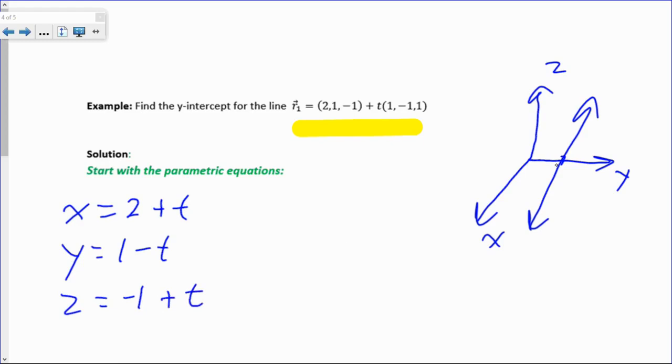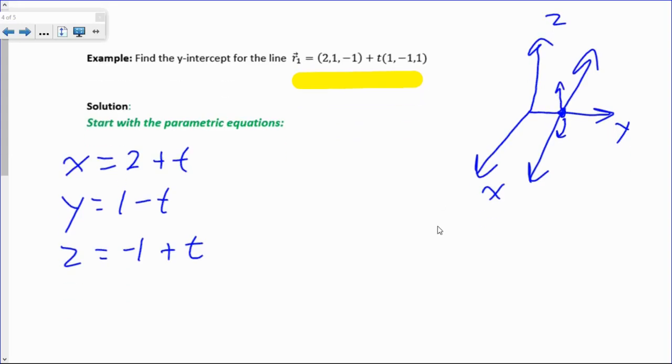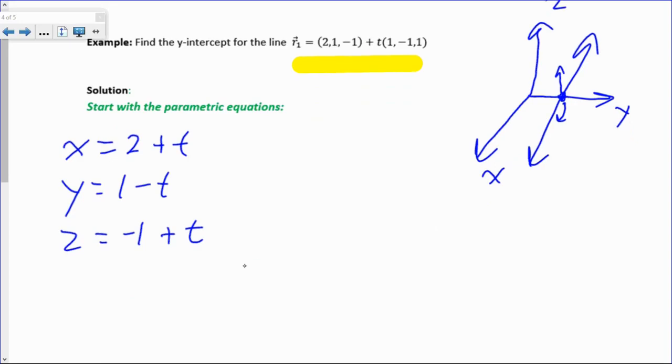Now, what is true about a y-intercept? Well, the x value and the z value have to both be 0. If the x value is anything but 0, then it wouldn't be on the y-axis anymore. And if the z value was anything but 0, then that would raise it up and it wouldn't cross the y-axis. So we know at the y-intercept, x equals 0 and z equals 0.